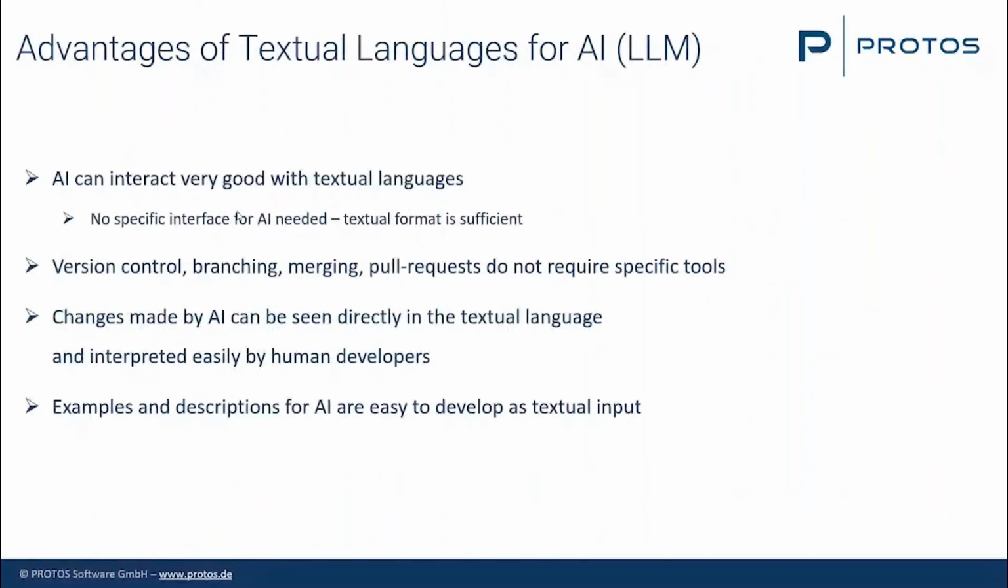Now, in the core of this method, we have a textual language, and textual languages are really good for LLMs and for AI. You also can use an XML file or whatever as an input, or as an output, actually, what you want to generate. But AI can interact very well with textual languages, for example, translating a text from German to English. So you do not need any specific interface for AI for textual formats. The textual format is sufficient usually.